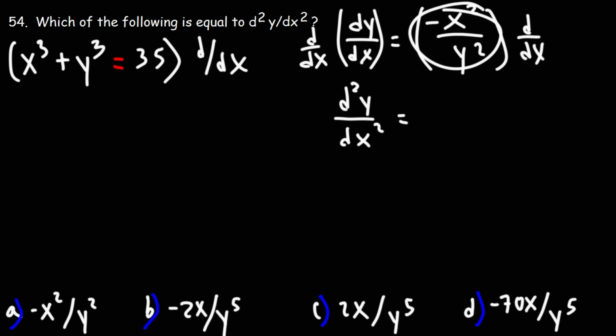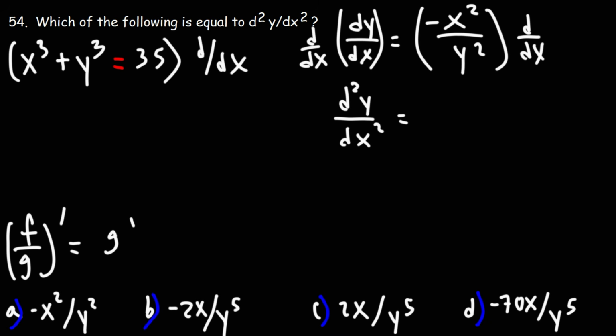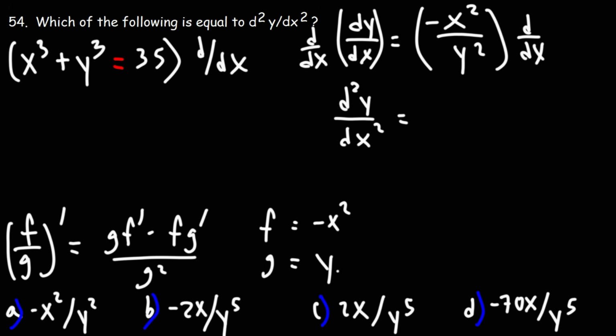Over here, we need to use the quotient rule. So for f over g, the derivative of that is going to be g f prime minus f g prime over g squared. So we can see that f is the numerator, negative x squared. g is y squared. f prime is going to be negative 2x. g prime will be 2y times dy over dx.